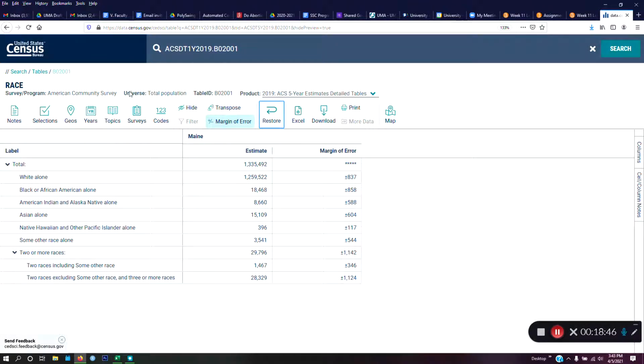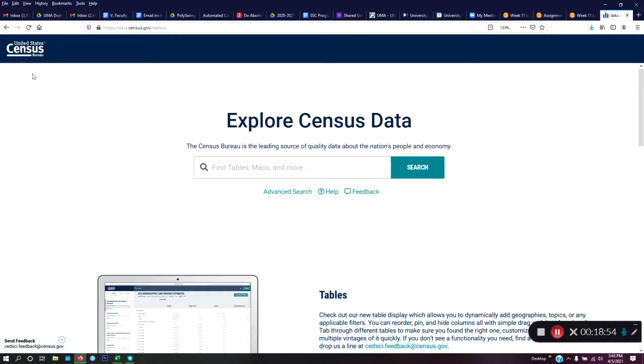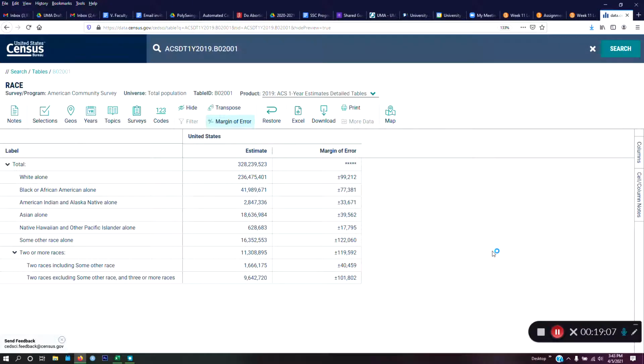That's okay. So what we'll do is when it's not refreshing itself for us, we can go back to the tables or to search, and we can always start over again. B02001. Every once in a while, the census data website doesn't refresh itself. That's fine. Start again. Here we are in 2019. Now, these are 1-year estimates.